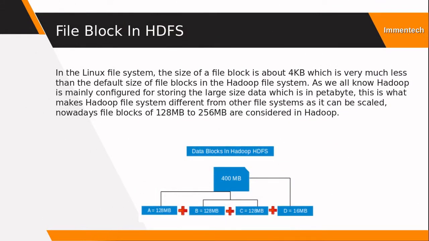In the Linux file system, the size of a file block is about 4 KB, which is very much less than the default size of the file blocks in the Hadoop file system. As we all know, Hadoop is mainly configured for storing the large size data which is in petabytes. This is what makes Hadoop file system different from other file systems as it can be scaled. Nowadays, file blocks of 128 MB to 256 MB are considered in Hadoop.